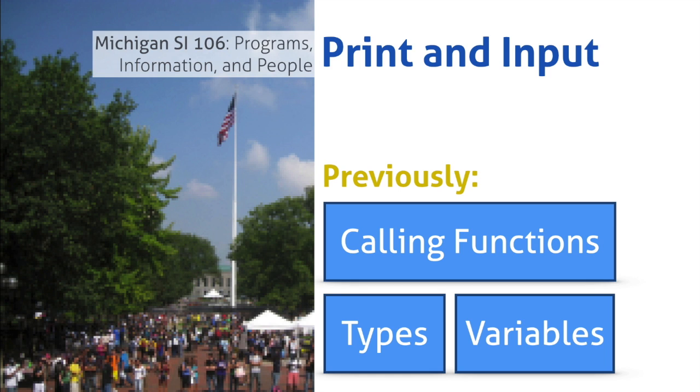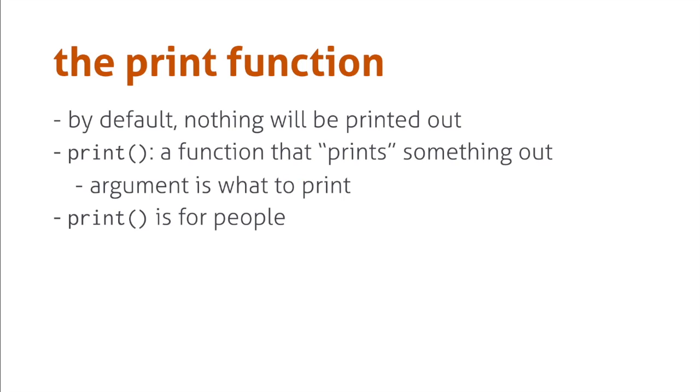Print and input are functions to print something and get input from users, respectively. The print function prints something out to the user. By default, when your program runs, nothing gets printed out except for errors. In order to print something out from your program, we need to call the print function and pass in an argument which specifies what to print.